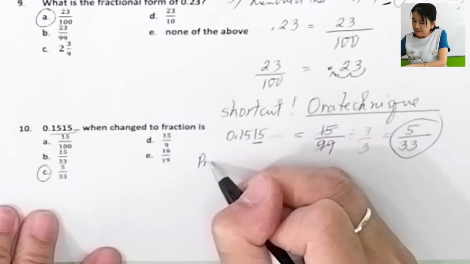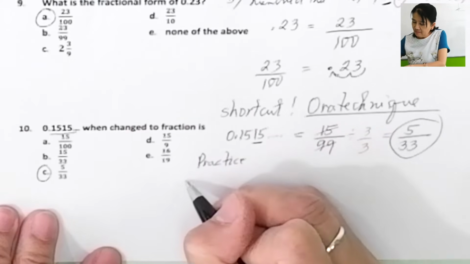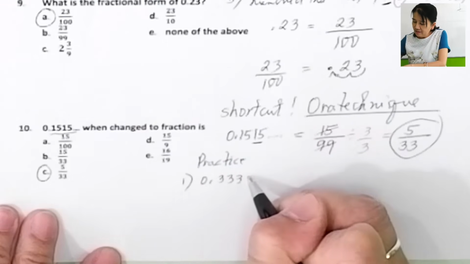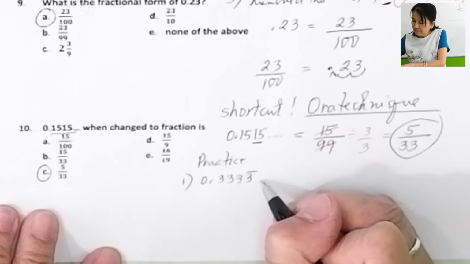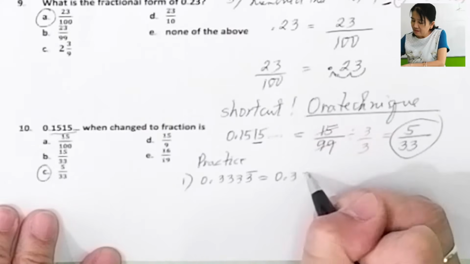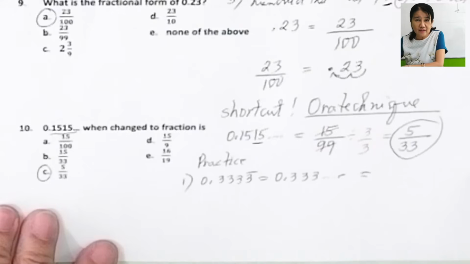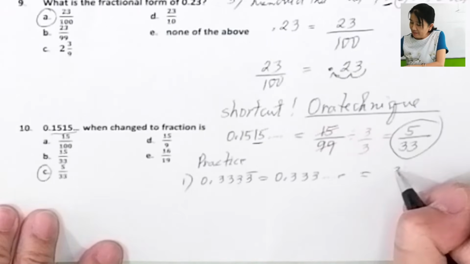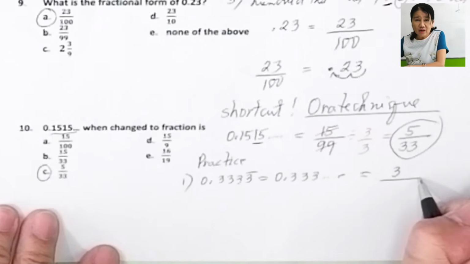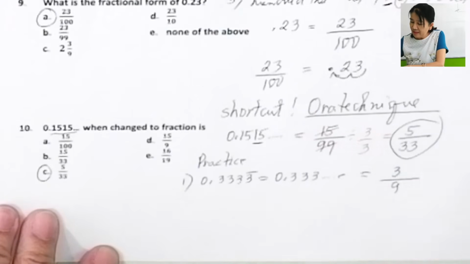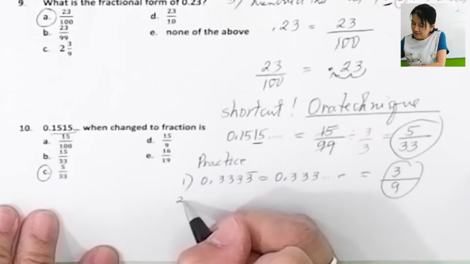Let's have practice. Number 1, let's say the number is 0.3333 bar. This means it is 0.333 dot dot dot. What did I say? Aura Technique 1. Copy 3. There's only one repeating digit, so over 9. 3 over 9. Try it. Get your calculator and then press this. You will get that.